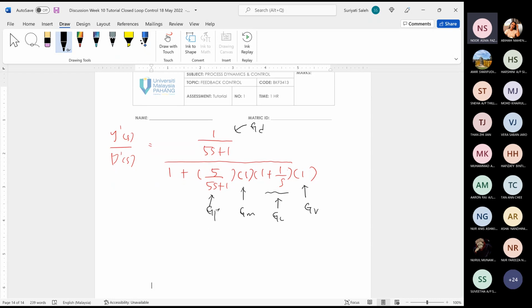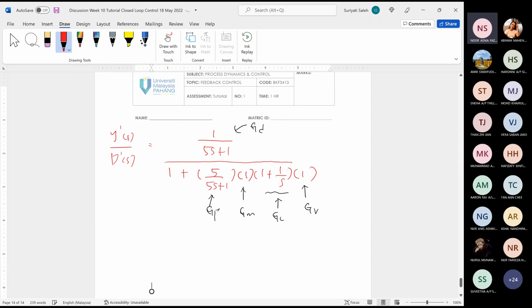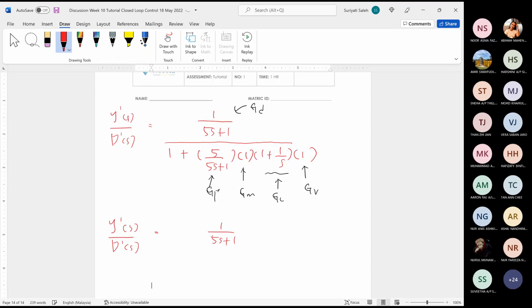In this case, you can do a simple expansion. Like I said before, you don't need to do a detailed expansion. Just simple simplification and expansion is enough, in order to reduce the probability of making mistakes. So for this part, if you have 1 plus 5 over 5s plus 1 and 1 plus 1 over s, that is enough. No need to do further expansion.